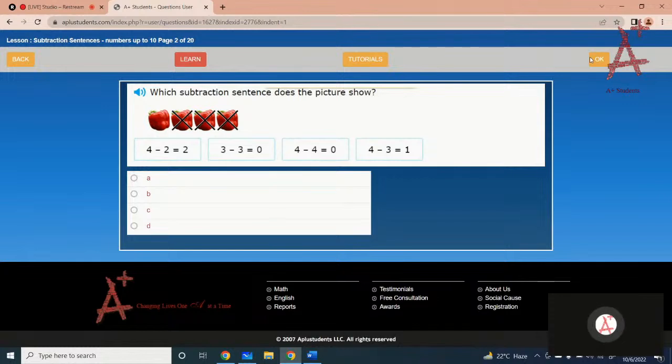The correct option is, in total you have 4. So out of the 4, 3 of them are crossed out. So it is 4 subtract 3. And on the other side, you have to write the ones that are not crossed out. Yes, very good. So the 1 is not crossed out. So 4 minus 3 is 1. Option number D is the correct one. Very good.